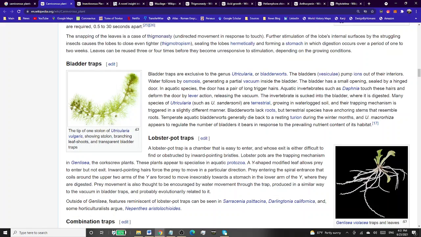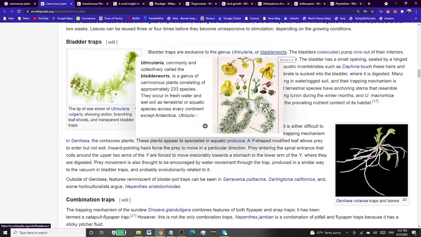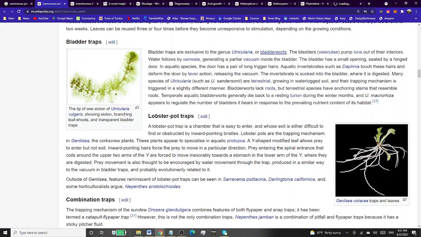And these are the bladder traps. And this is where you get bladderworts, a name which really does fit what they do. And they pump ions out of the interior. Water falls by osmosis, which generates a partial vacuum. Oh, yeah. They have small openings with hinged doors, with long hairs. So they push you through into this chamber. And once you're through, you're stuck. Done.